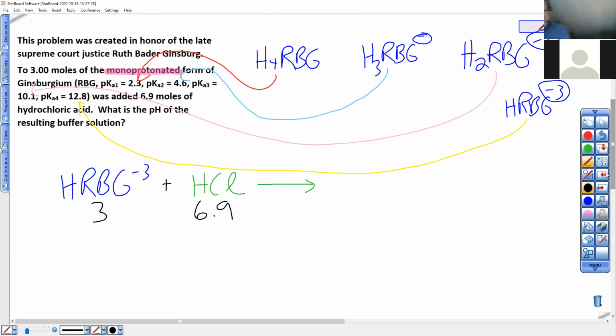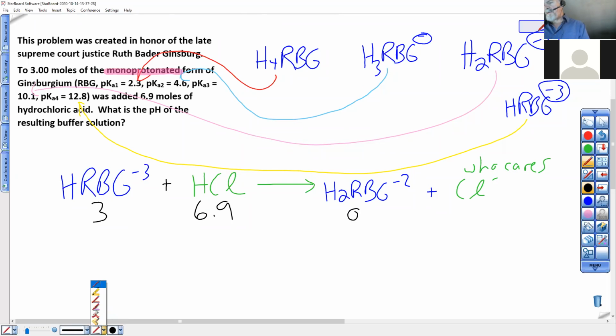What are we creating? You're giving a proton to HRBG -3. It's becoming H2. It's becoming the diprotonated species. And Cl-, I'm just going to write my usual comment, who cares? It is a spectator anion. It doesn't have any influence on the pH. And we always do these problems where we have an initial and a change and an end.